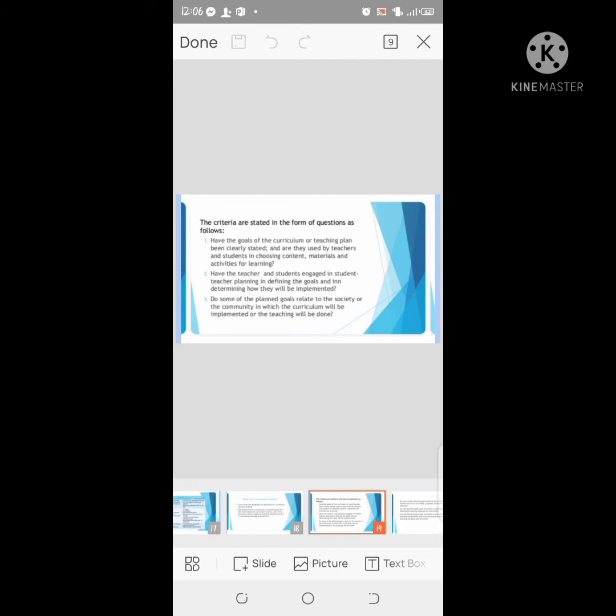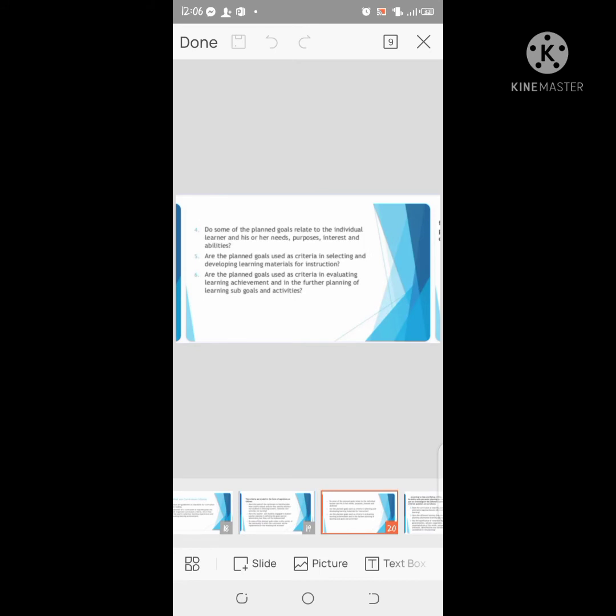So that is the first question. Next, number 2: have the teacher and students engaged in student-teacher planning in defining the goals and in determining how they will be implemented? Then number 3, do some of the planned goals relate to the society or the community in which the curriculum will be implemented or the teaching will be done? So those are the questions.